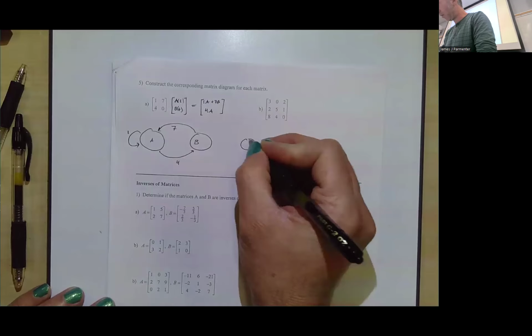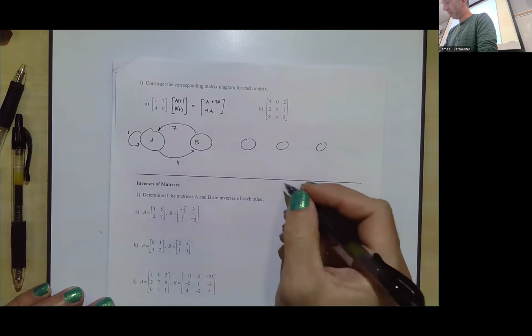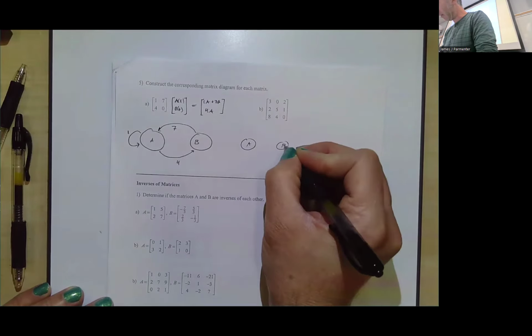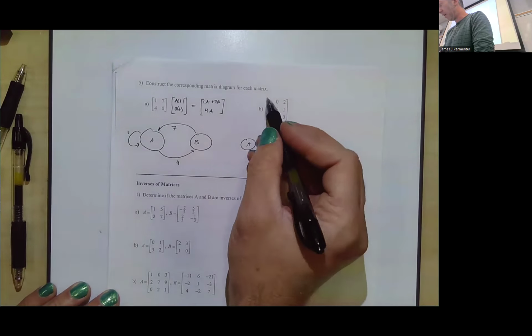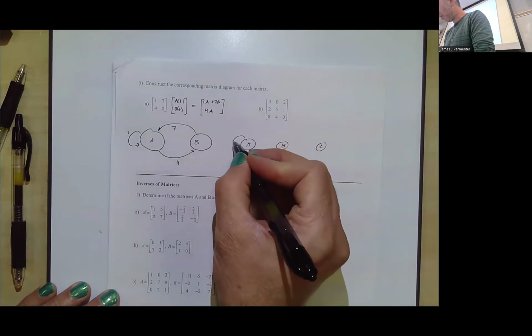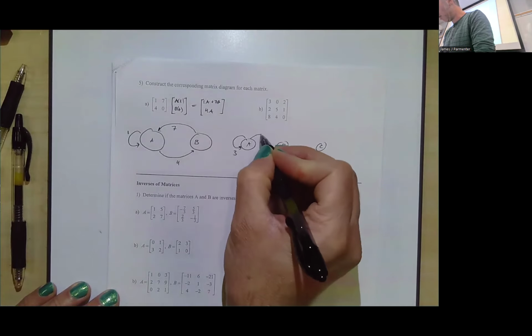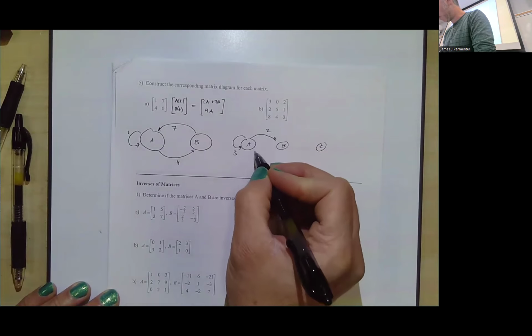Similar kind of logic here if you want. Call them, I don't know, A, B, and C. I know, very, very exciting here. So coming out of A should be a 3, a 2, and an 8. The 3 is going back to A. The 2 is going over to B. The 8 is going over to C.